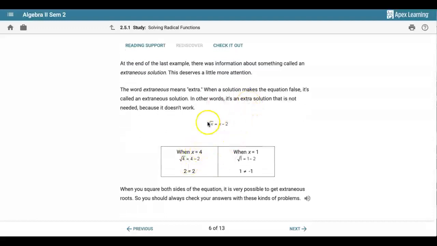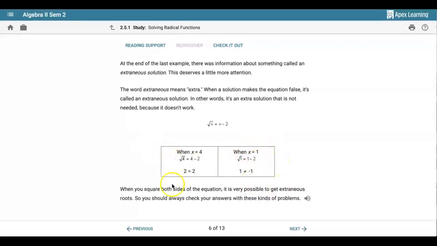All right, so again here, looking at what we just had, we had x equals 4 and x equals 1. So plugging them in, 2 equals 2, great, that one works. Looking at this one, 1 equals negative 1. Well, that's not true, so it doesn't equal this, and this one, again, is our extraneous root.